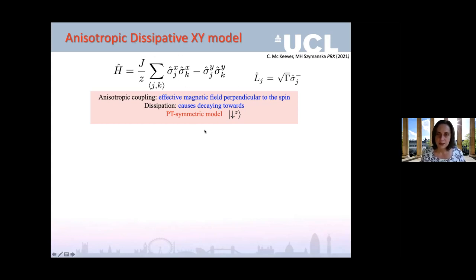It's an interesting model because in some sense there is a competition between dissipation, which is causing the decay towards the sigma z down state, the pure state, but at the same time, because of anisotropy, there is an effective magnetic field perpendicular to the spin. So this model has quite a rich possibility for magnetic phases, but moreover, it is PT symmetric. So one can expect some kind of phase transition between states which are pure and maximally mixed.